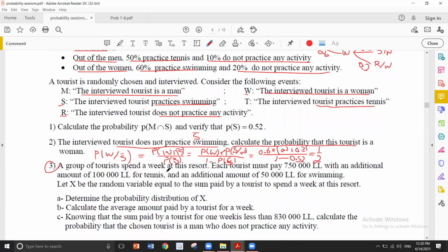A group of tourists spend a week at this resort. Each tourist must pay 750,000 Lebanese lira, with an additional amount of 100,000 lira for tennis and 50,000 Lebanese lira for swimming. Let X be a random variable equal to the sum paid by the tourist to spend a week at this resort. Determine the probability distribution of X.